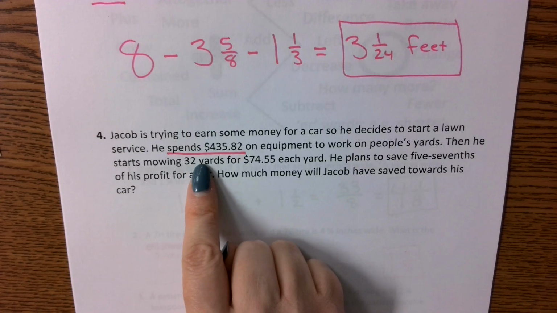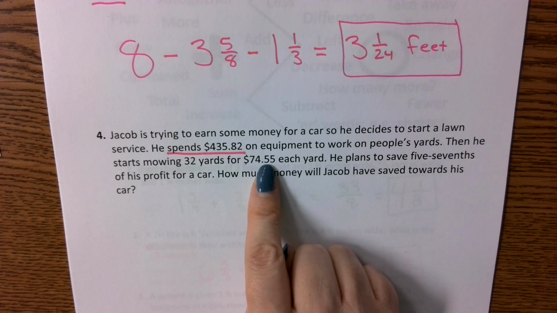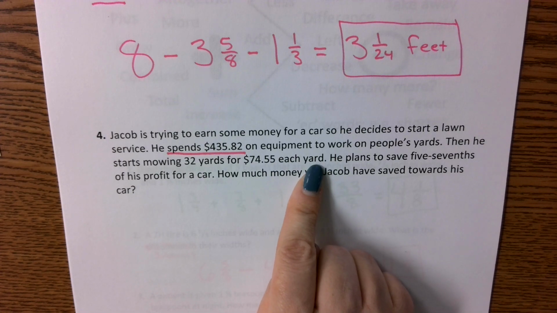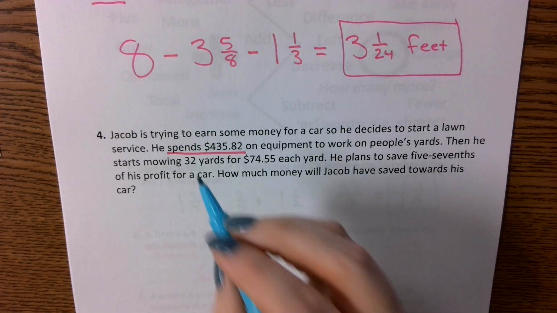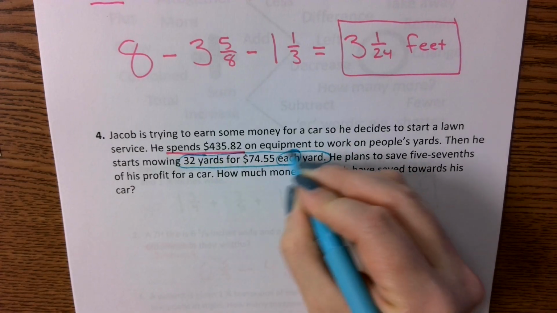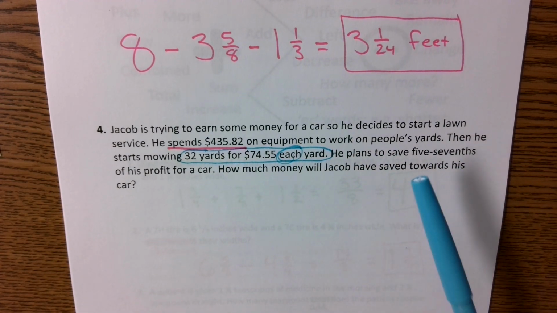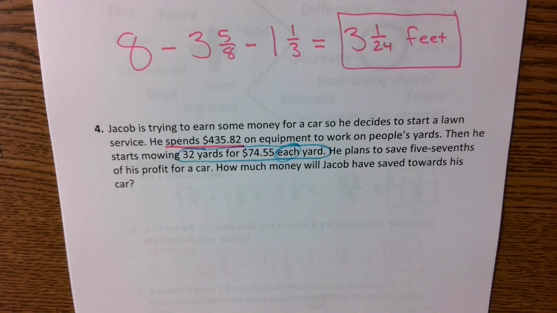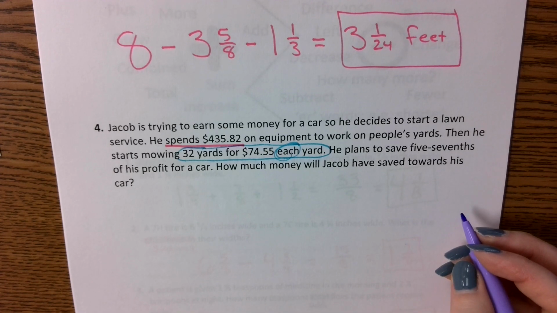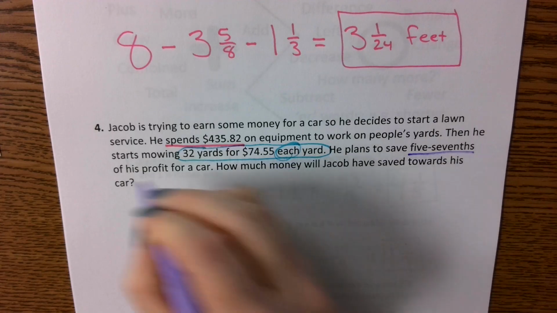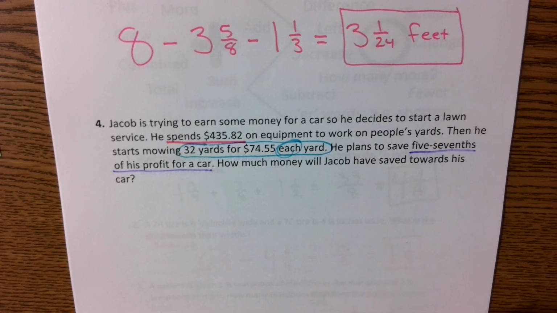He's then going to start mowing lawns. He's going to mow 32 yards for $74.55 each yard. Each yard. What is that? Multiplication. So right here, we know we're going to multiply because of that word each. Then he plans to save 5/7 of his profit. He's going to save 5/7 of his profit. What operation is of? Times. Multiplication again. So 5/7 of the profit is going to get saved.